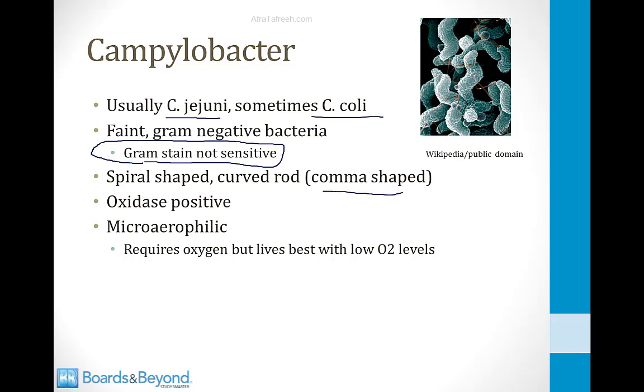They're described as comma-shaped. This is a picture of some of them highly magnified under the microscope here, and you can see that they've got this funny twisted shape. They are oxidase positive by the oxidase test, and they have a feature called microaerophilic. This means they require oxygen, but they actually live best in places where there are low oxygen levels.